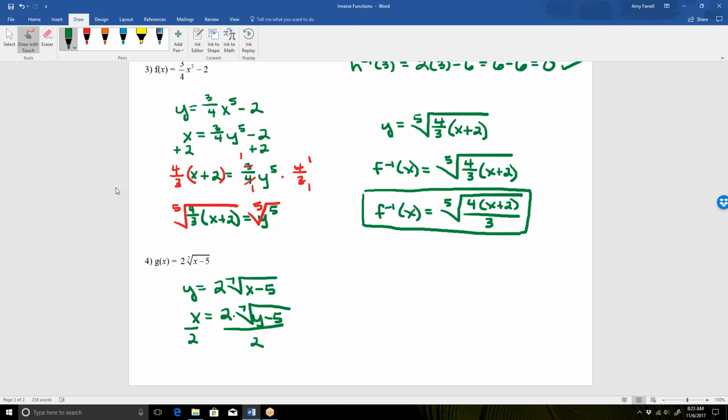It is divide because it's 2 times that radical. So division, the opposite operation, is going to isolate this radical here. So that way I can cancel my 2's. So we have x over 2 is equal to the 7th root of y minus 5.